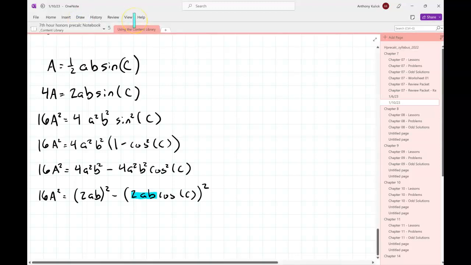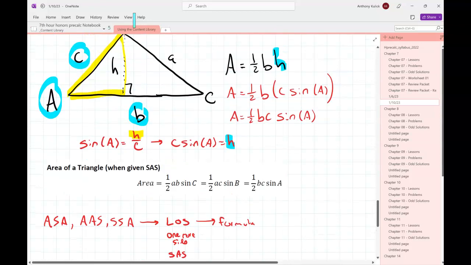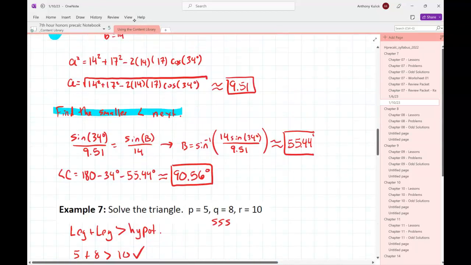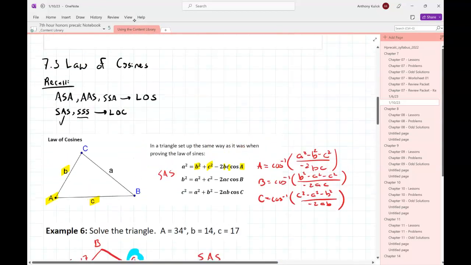Look at that. Do you recognize that from any place? Yeah, that was like the correction factor on the law of cosines, right? If we go back and we look. See?